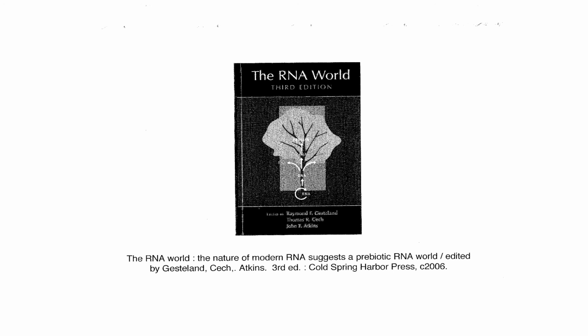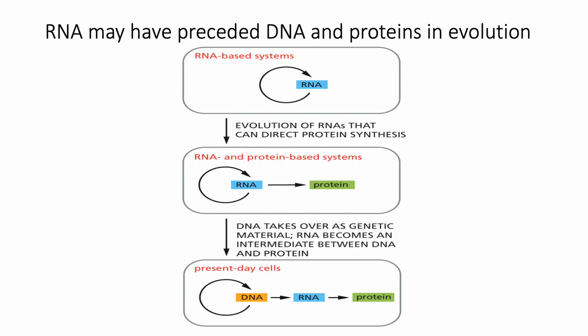Anyhow, the next slide sums this up. RNA may have preceded DNA and proteins in evolution. Of course, we have the RNA-based systems, which we understand now. Then it says evolution of RNA that can direct protein synthesis. And so we know that RNA can self-replicate, and it can also make protein. And then finally, DNA takes over as genetic information because DNA is more stable with the loss of the 2' hydroxyl. And then RNA becomes the intermediate between the DNA and the protein in the ultimate synthesis of proteins on the ribosome.